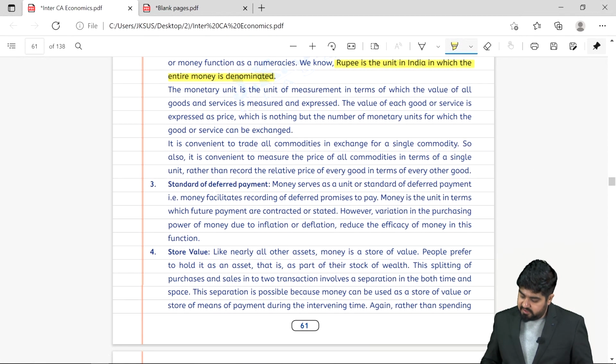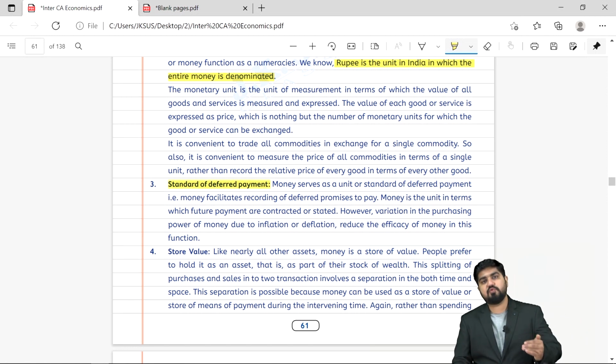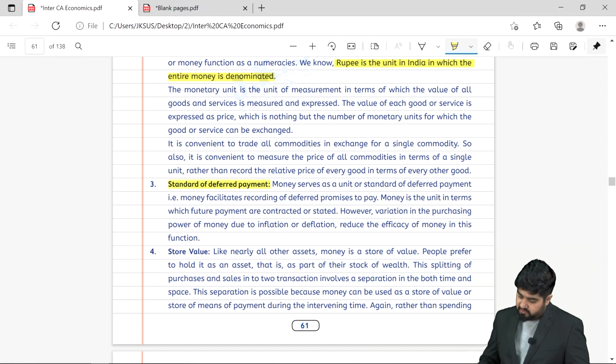Next one, standard of deferred payments. Now, what do you mean by standard of deferred payments? Money can be used for future payments, right? So, let's have a look at it. It serves as a standard of deferred payments. That is, money facilitates recording deferred promises to pay. Deferred promises to pay, that means future payment. We can pay that. Money is used in terms in which future payments are contracted or stated.